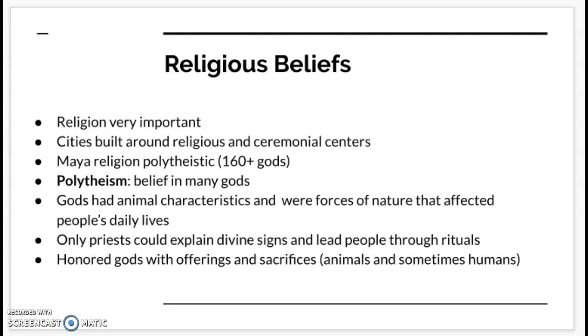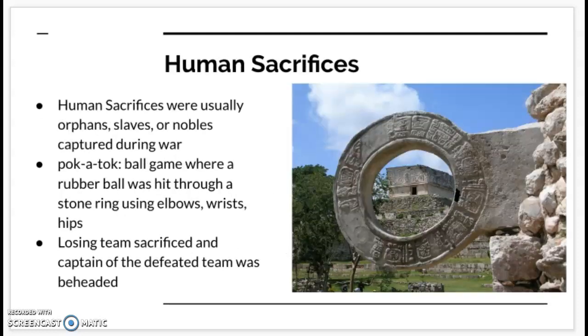They also believed that only priests could explain divine signs and lead people through rituals. And they honored gods with offerings and sacrifices. Usually it was just animals, but sometimes they did do human sacrifices, like I talked about earlier with the slaves. Human sacrifices were usually orphans, slaves, or nobles captured during a war.